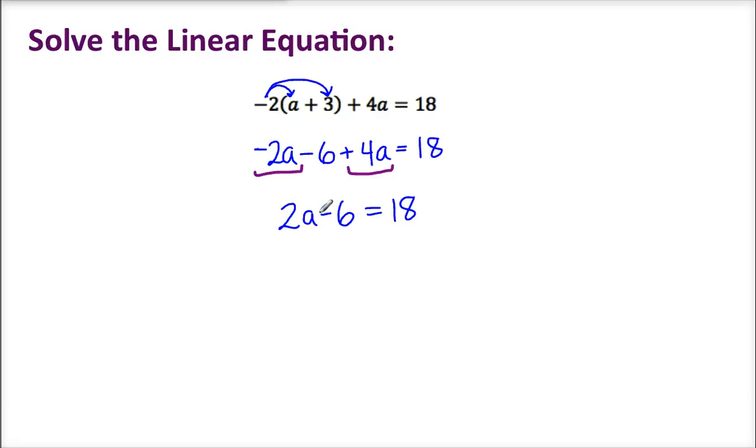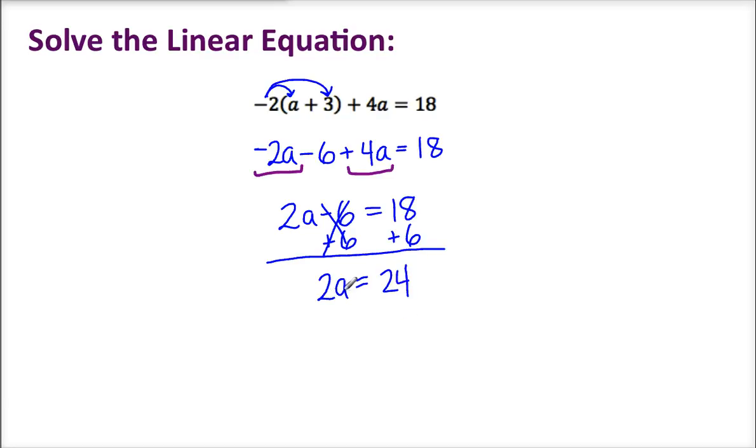Okay, now this is looking like an equation that I can solve that's pretty simple. First step is I need to get rid of this -6 by finding its zero pair. So the zero pair with the -6 is a +6. Now remember, whatever you do on one side, make sure you do it on both sides. Keep everything balanced. Okay, so we have a -6 and a +6. That combines to be 0. So I just have 2a on this side. And on this side, I have 18 plus 6 is 24.